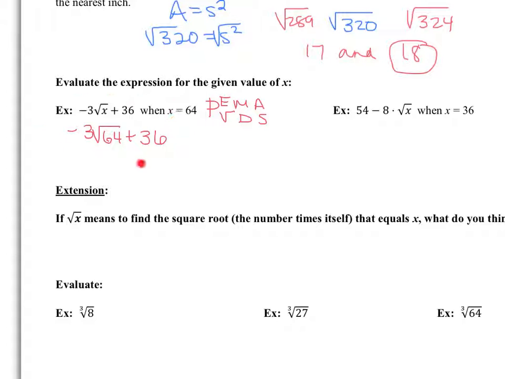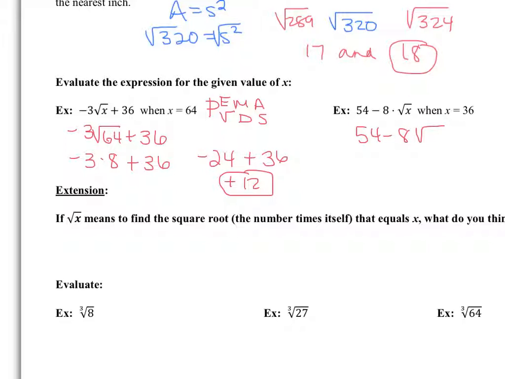I don't have any parentheses. So now I'm looking for exponents or square roots, which I have the square root of 64, which is 8. So it says negative 3 times 8 plus 36, which would be negative 24 plus 36, which is positive 12. And then over here, if I substitute in the square root of 36, I'd have 54 minus 8 times 6. Remember, multiplication before subtraction. Final answer of 6.